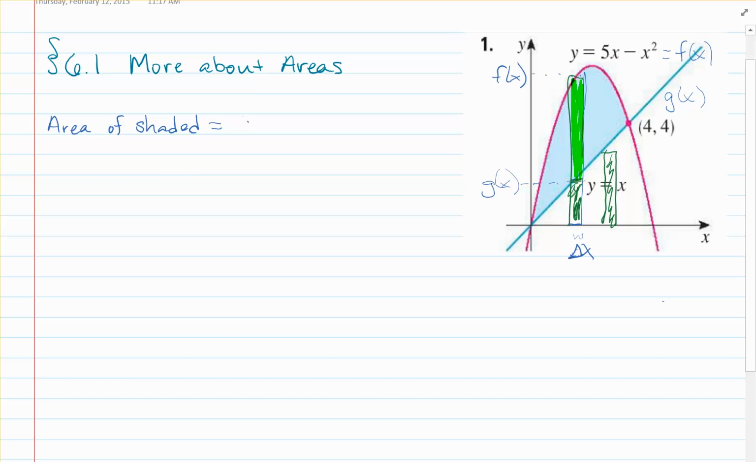So the area of the shaded region is, still we're going from x equals 0 to x equals 4. 0 to 4 are my bounds of integration. And I want to do the area under f of x minus g of x dx. Or written out more explicitly, f of x, this is 5x minus x squared, and g of x is just y equals x, dx. And that's going to give me the area of the blue region.